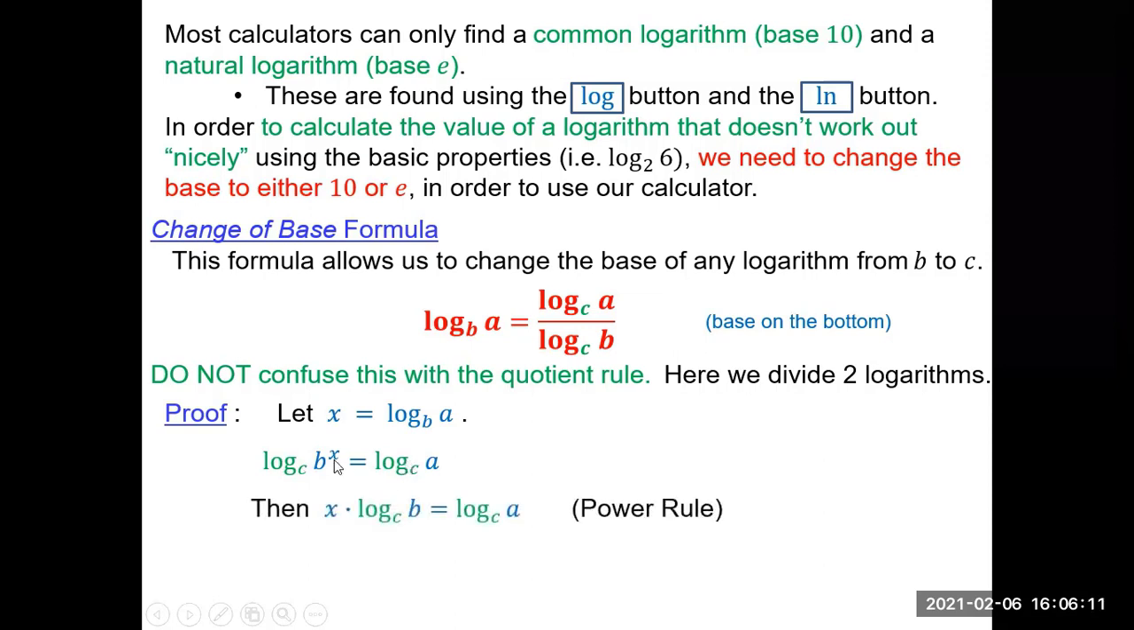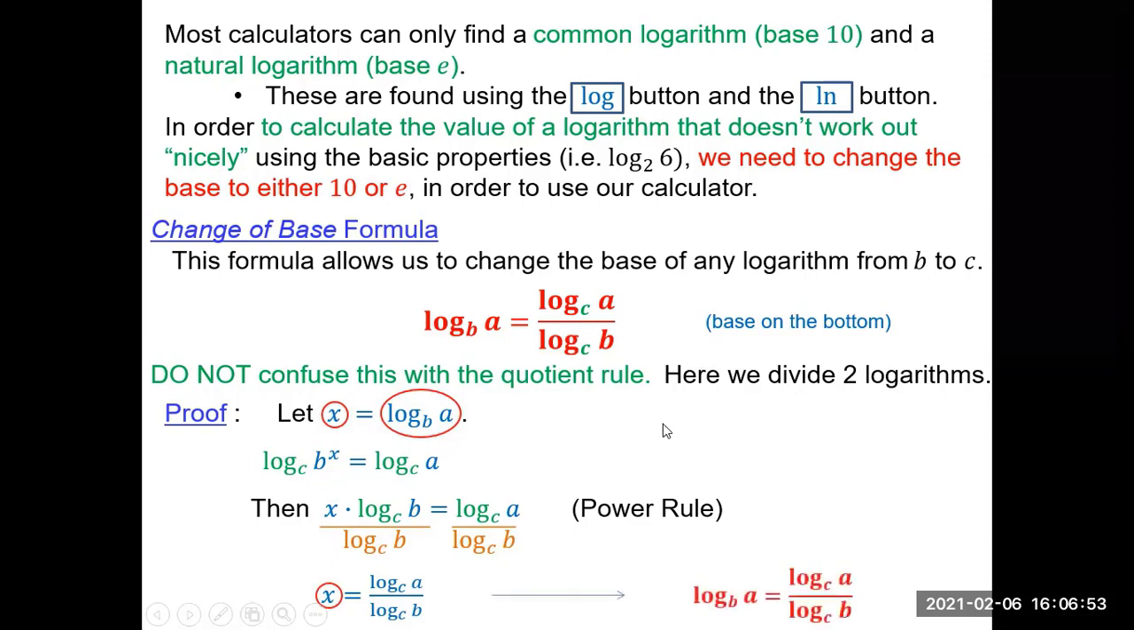If I now use the power property to bring the exponent of x to become the coefficient of this logarithm, I now get that x times log base c of b is equal to log base c of a. So if I want to solve for x, which is the same thing as log base b of a, then I can divide both sides by that quantity of log base c of b, which is where I get this quantity. That x is not only log base b of a, but x is also this quotient. And therefore, here's our change of base formula.